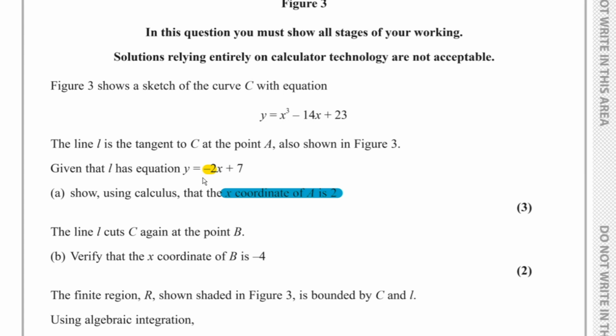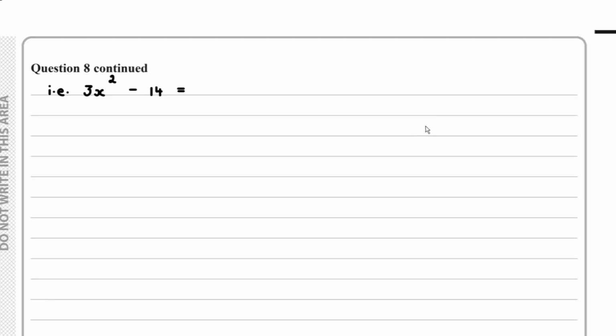The reason for that is because L is a tangent to C at the point A, and with that we can find out the x-coordinate of A. So we have 3x squared subtract 14 equals negative 2. If I add 14 to both sides, we end up with 3x squared equals 12, and if we divide by 3 and then square root, x equals plus minus 2. And because A is in the first quadrant, x equals 2 is our only solution.